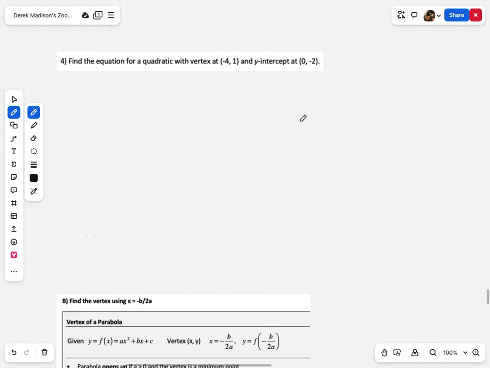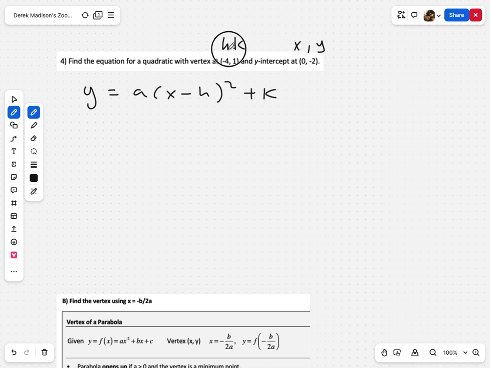Next one's the same thing, but just with a y-intercept. So y equals a times (x minus h) squared plus k. Vertex, there's our h, k and our x and our y. So y is negative 2, and a is what we're looking for.